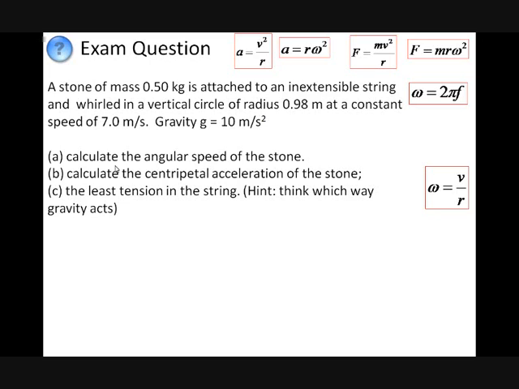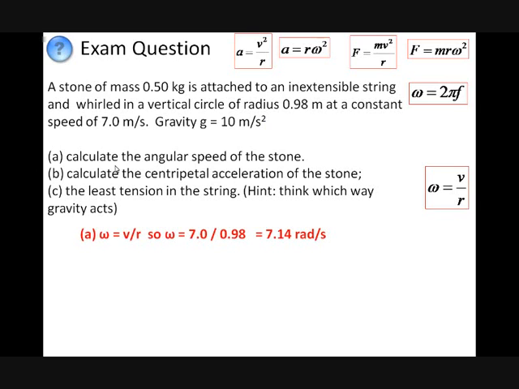Okay, let's do a very quick exam question. It's about a stone. If we whirl a stone around our head, it's a 0.5 kilogram stone. It's attached to an inextensible string, that means it can't stretch. It's whirled in a vertical circle of radius 0.98 metres at a constant speed of 7 metres per second. We'll take gravity as just being 10 metres per second squared, just to simplify things. We need to calculate the angular speed of the stone, the centripetal acceleration of the stone, and the least tension in the string. So we're going to have to think about gravity to do part C.